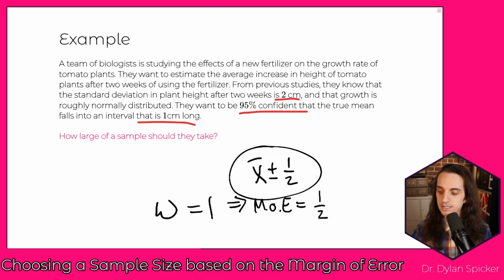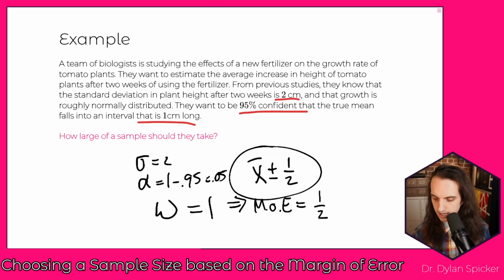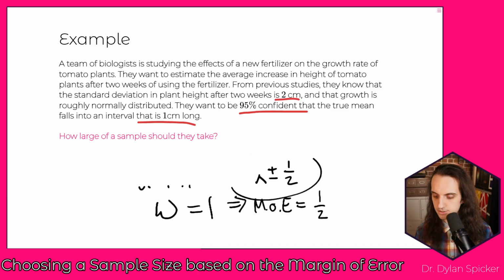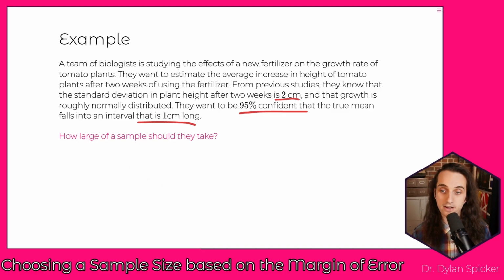Maybe it doesn't change the ultimate decisions that they make with this. But what we know here is that sigma is 2. They want alpha to be 1 minus 0.95, so that's 0.05. And they want m, in the terminology from the previous slide, to be equal to 0.5. Taking all of this information, we can plug that into the formula and determine what the required sample size is going to be.